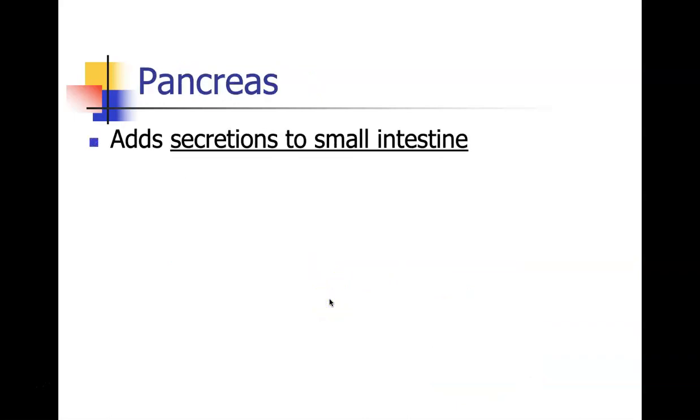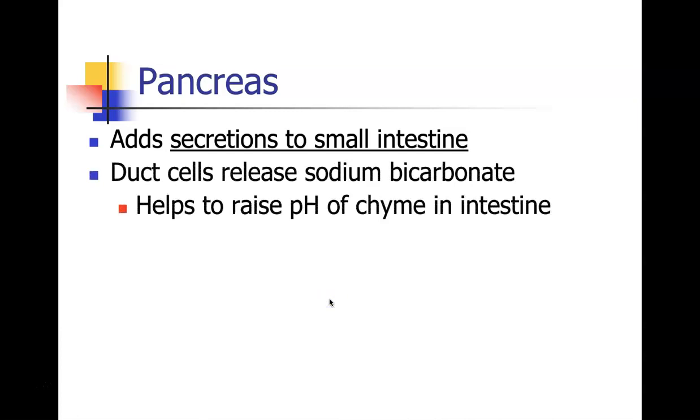The pancreas's job is to add secretions to the small intestine. Duct cells release sodium bicarbonate. So this is a major function of the pancreas, is that, remember, the chyme coming from your stomach is going to be really acidic, right? It's going to be a pH of 2 or 3 because you added stomach acid, hydrochloric acid, to it in the stomach. And now when it enters the small intestine, we need to neutralize that and bring it back to a more neutral place. So duct cells in the pancreas release sodium bicarbonate to raise that pH. It actually gets a little bit basic here too, so you can raise it to a pH of about 7 to 8.